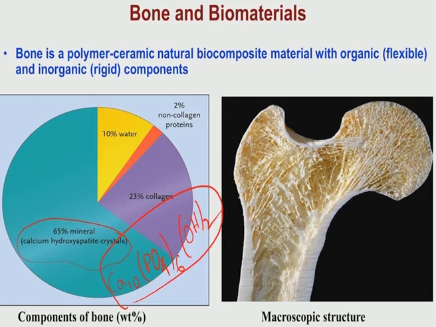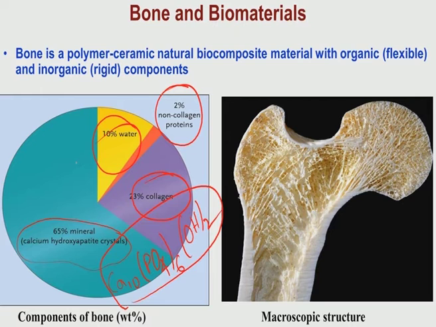Calcium 10, PO4 whole 6, OH whole 2. 23% is collagen. Collagen has different types, collagen type 1 to collagen type 9, and collagen 10 is also there. But we have mostly collagen type 1. Then we have 2% non-collagenous protein and 10% water.